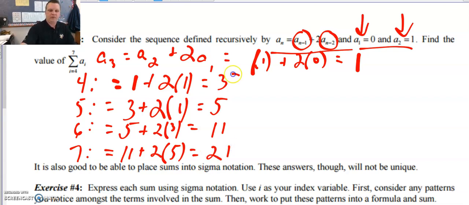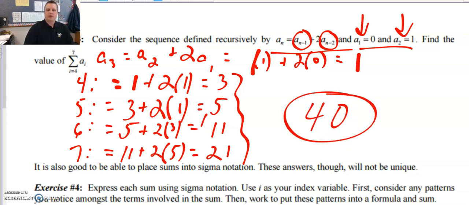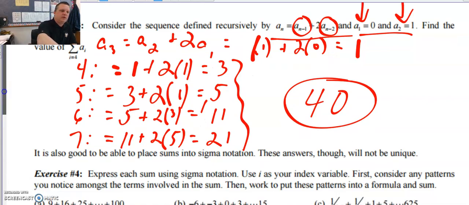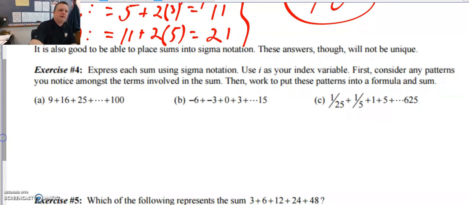Okay, so I only want from 4 to 7, 8, 9, 10, and then carry the 1, 2, 3, 40. Okay, so sometimes you have to find the recursive sequence, plug it all in like we did in the previous sections, okay, and then add them all together. Sometimes you have to express each sum using sigma notation.